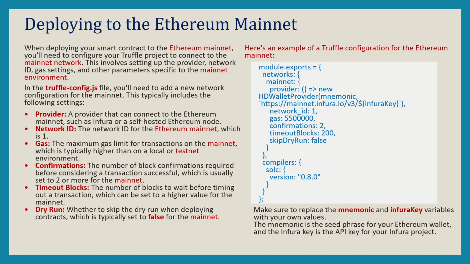The URL https://mainnet.infura.io/v3/ and your Infura project ID specifies the endpoint for Infura's mainnet service. Okay, so the network ID is 1, I told you, right? Gas. So this specifies the maximum amount of gas that will be used for deploying the contract. In this case, we have set it to 55,000. Confirmations. This sets the number of confirmations to wait before deployments. It is set to 2 here. It can be more too, right? It is usually more than 2. And timeout blocks. This specifies the number of blocks to wait before timing out when transactions are not mined. It is set to 200 over here.